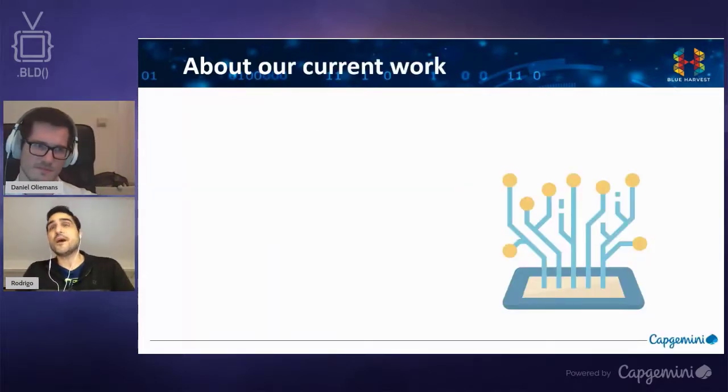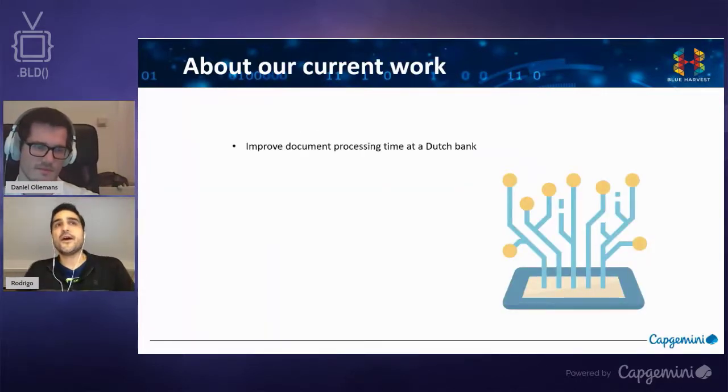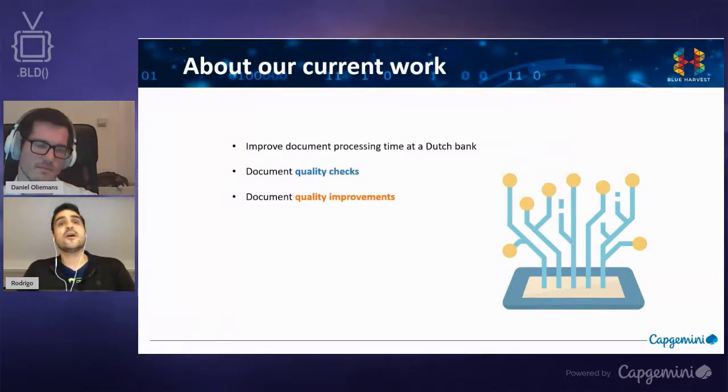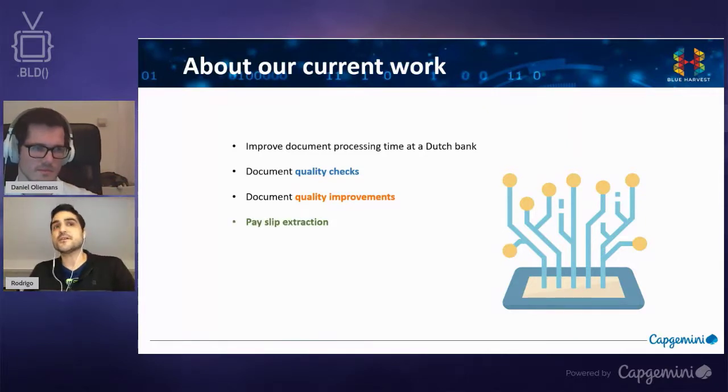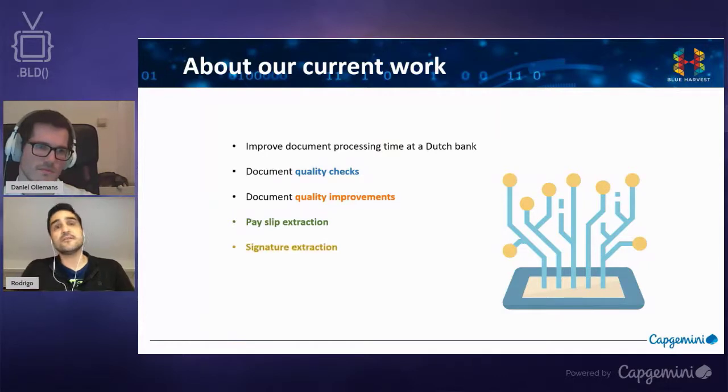So, what are we doing currently? We are working on improving document processes at one of the biggest Dutch banks. We are working on quality checks for these documents before they get processed. We are also improving these documents before they get extracted. Also, we are working on payslip data extraction, signature data extraction, and at the moment, other POCs related to computer vision.